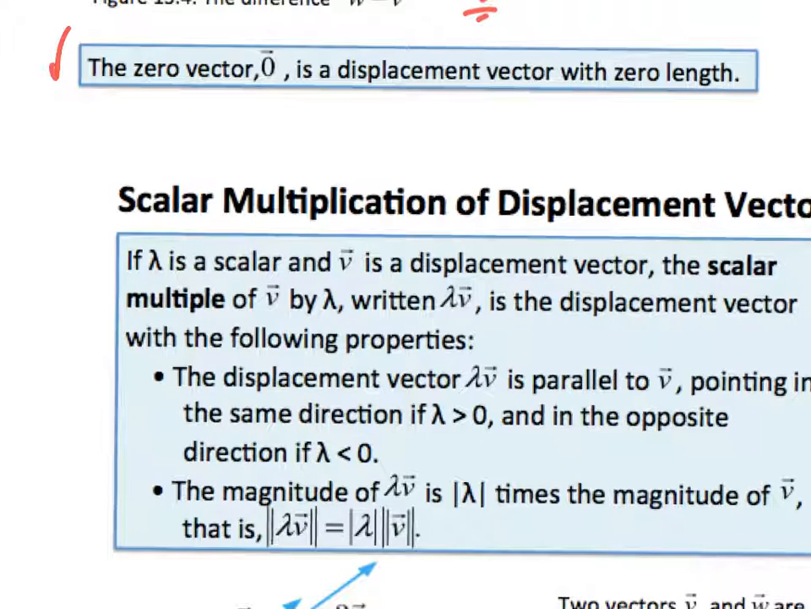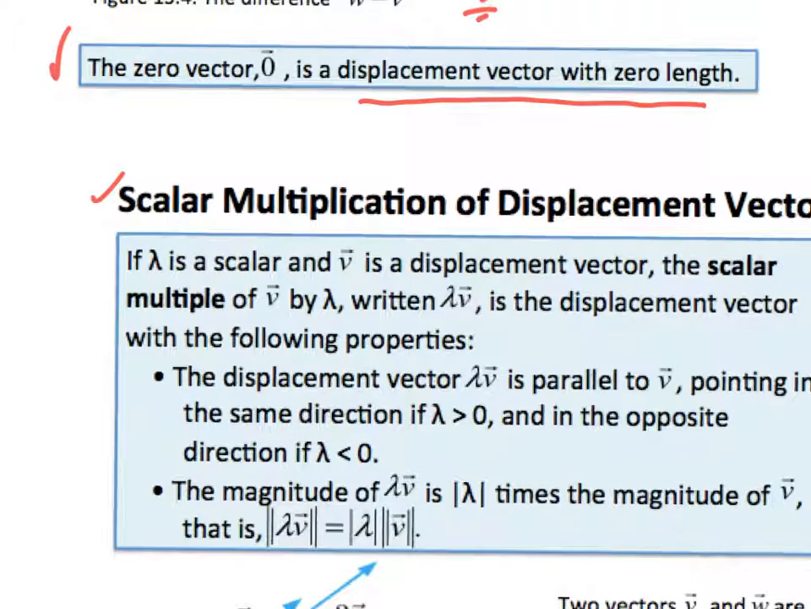So this is a displacement vector with zero length, so it doesn't have any direction either. It just has zero length, and you need that in order to do your algebraic manipulations. Now if we go down here, we've got scalar multiplication.